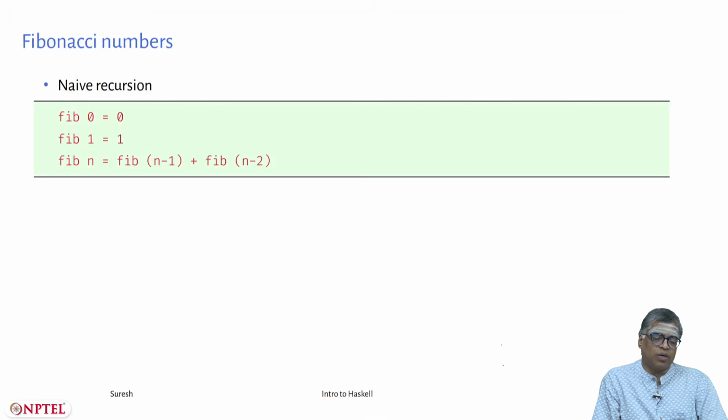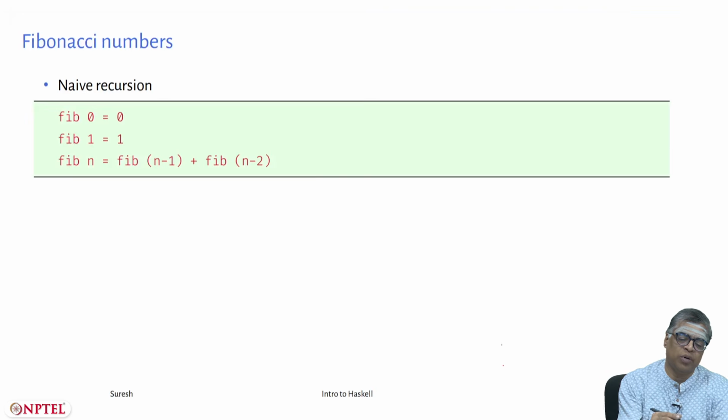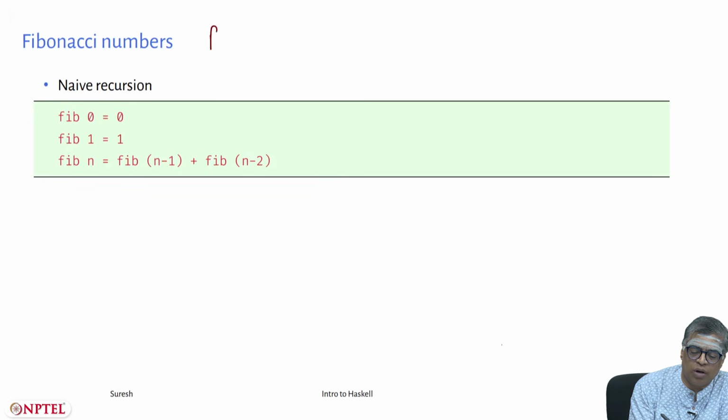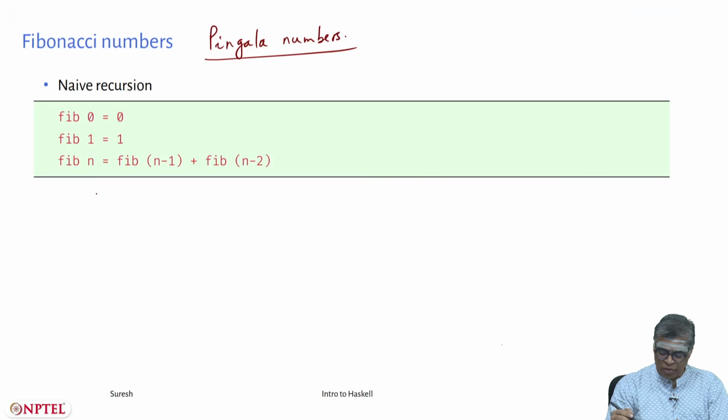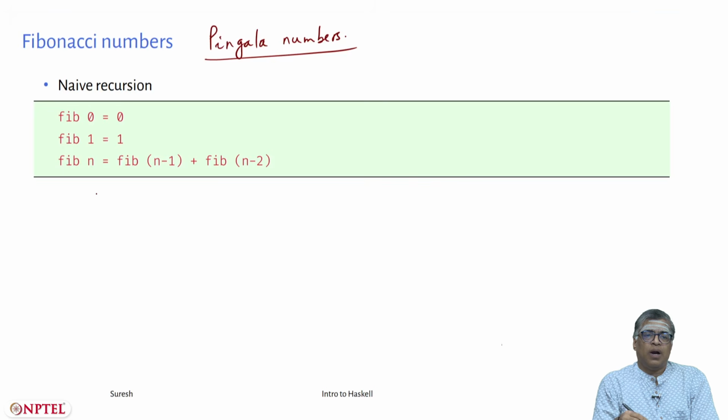Let's go back to the Fibonacci numbers that we have already seen, or the Pingala numbers as they should actually be called. The program is as follows: fib of 0 is 0, fib of 1 is 1, fib of n is fib of n minus 1 plus fib of n minus 2. So, this is fine. This is one of the early programs that we saw.